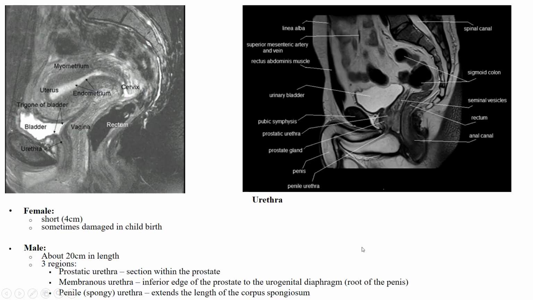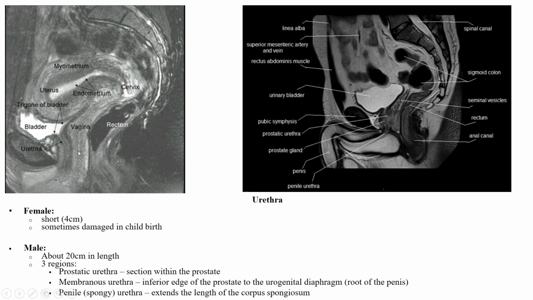So here are some sagittal MRI images of a male and female pelvis. Male pelvis here on the right, female on the left. And we've talked about this a little bit already, but the female urethra is short. It's about 4 centimeters in length. So you can see the bladder here filled with contrast, and you can see a thin white line. That's the urethra coming down.